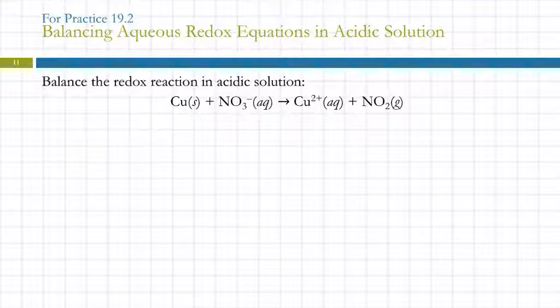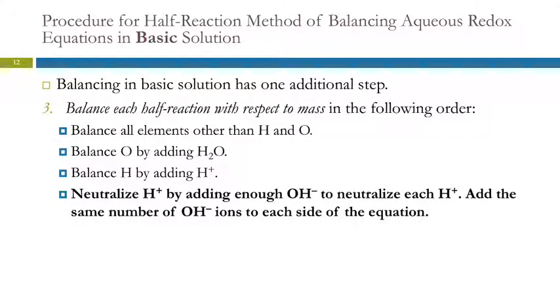Well, all of that's been in acidic solution. What if you have a basic solution? There's just one extra step here, and it happens in the balancing with respect to mass. We balance all the elements other than hydrogen and oxygen. We balance the oxygen by adding water. We balance the hydrogens by adding hydrogen ions.